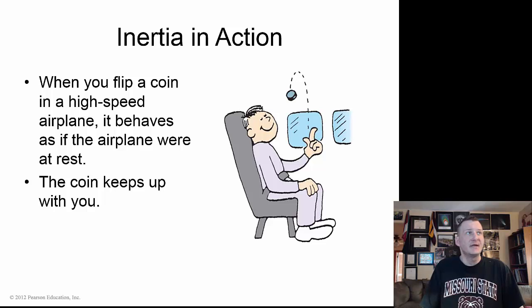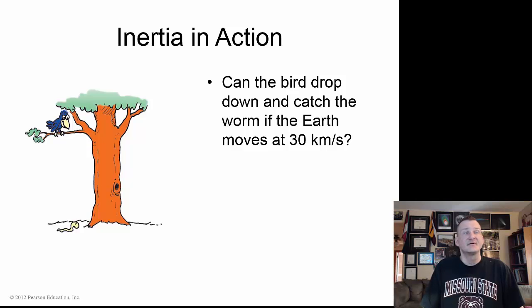If you flip a coin in a high-speed airplane, it behaves as if the airplane were at rest. The coin keeps up with you. If there's a bird on a tree, can the bird drop down and catch the worm if the earth moves at 30 kilometers per second? How does that work?